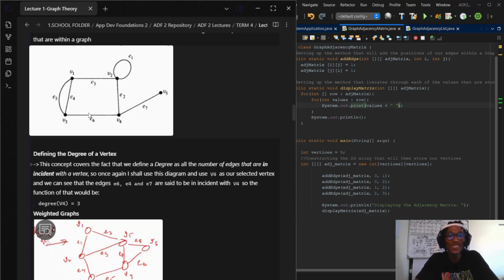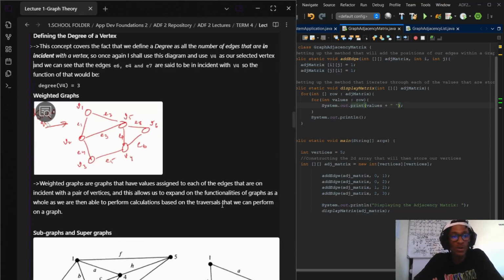But yeah, you just gotta calculate how many edges are in contact with the vertex itself. So I use the diagram and select V4, and we can see edges E6, E4 and E7 are said to be incident with V4. So the function that would denote this would be degree of V4 is equal to 3.